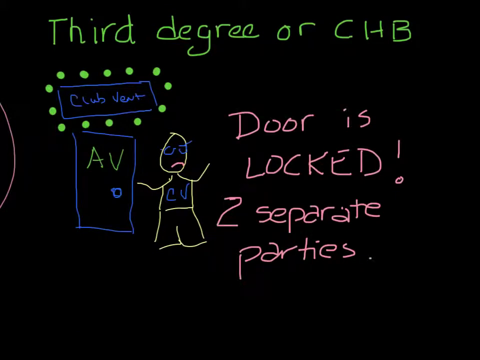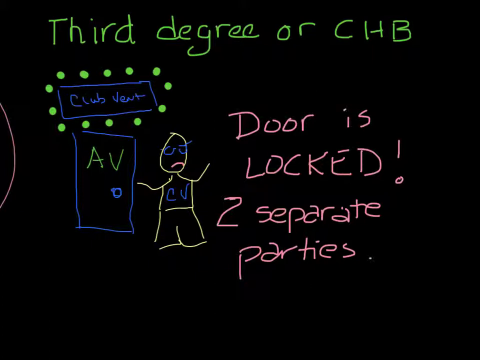Okay, so third degree or complete heart block. Well, when you want to get into club ventricular, at this point, the door is locked. So our bouncer is not letting anybody in, not letting anybody out. So we're having two separate parties going on at this point in time. So it's almost like looking at two separate EKGs that are put into one strip.